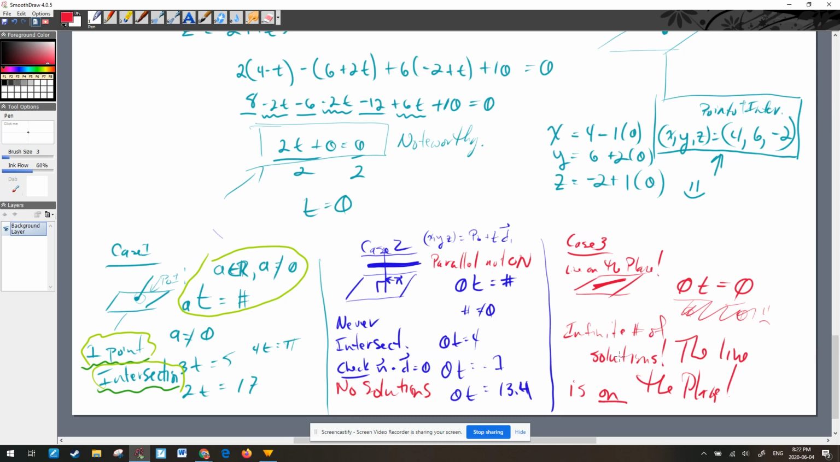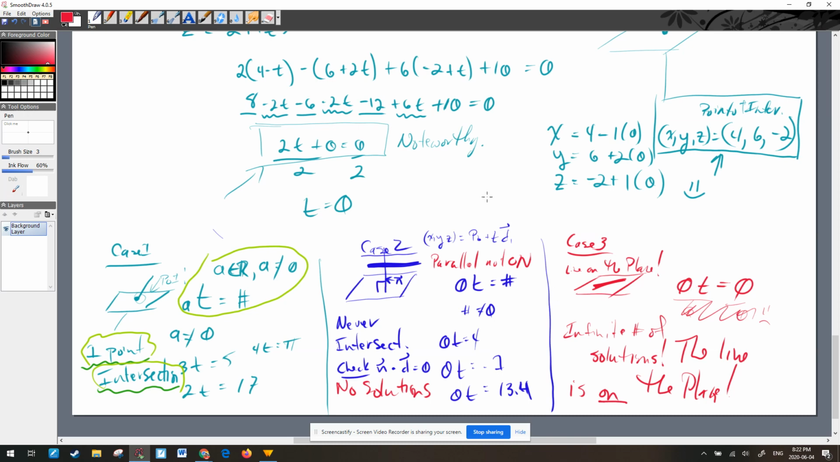So if it said, find a point where they intersect, take the anchor point of the line, or put whatever t value you want into your line, and it will tell you another point that's on the plane. Every point that's on the line is also on the plane because the line is on the plane.